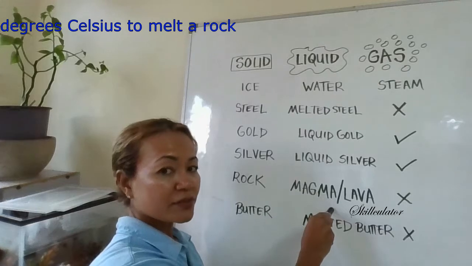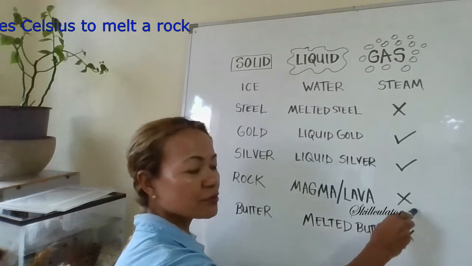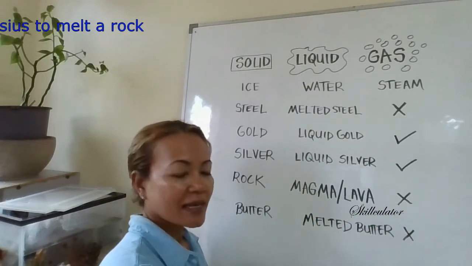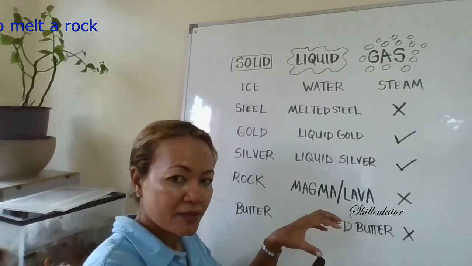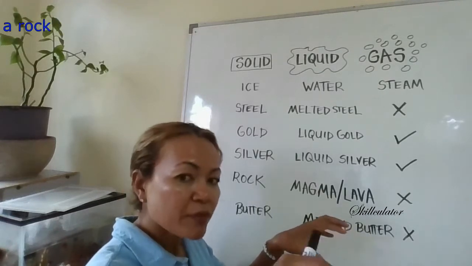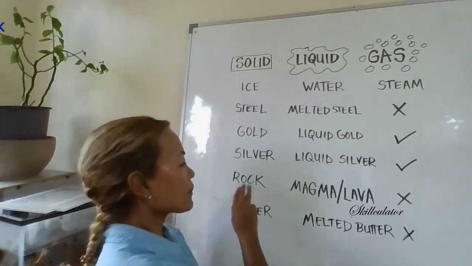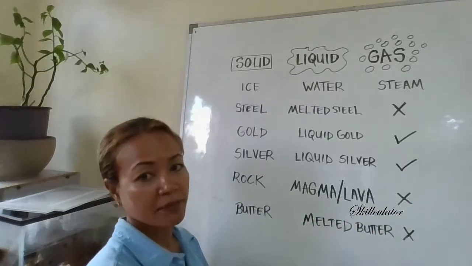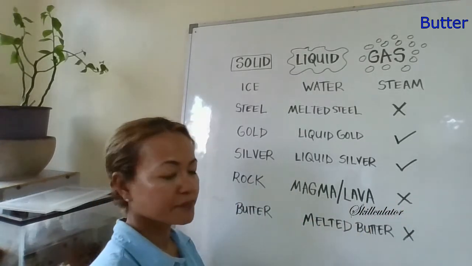And because it's a mixture of different things, that doesn't continue to a gas state. It breaks up into different things of which it is made, and some of those things may become gases. But the rock itself does not become a gas, which is why I put a cross there.